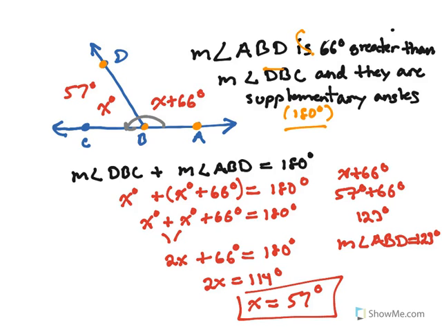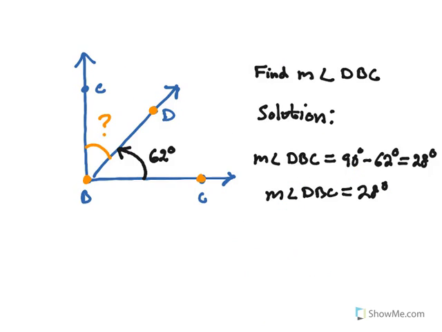Once you know one angle, you can find both and fill in the puzzle. If you go back, these two angles are complementary, which means they add up to 90. If you're given one angle, in this case 62, subtract it from 90, because 90 degrees is the total needed for them to be complementary, and you get 28 degrees left over. So angle DBC is going to be 28 degrees.